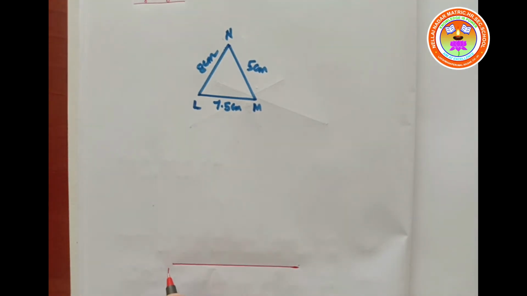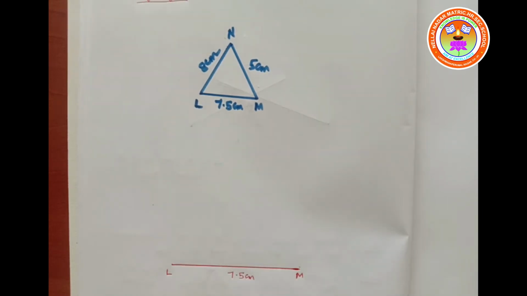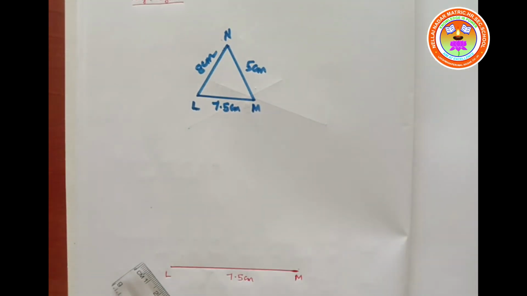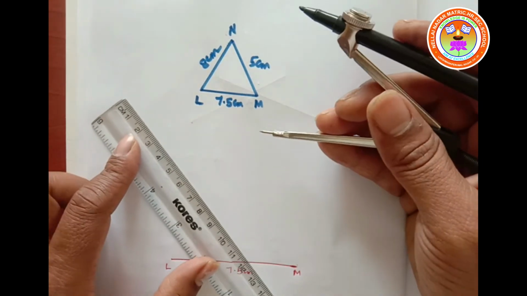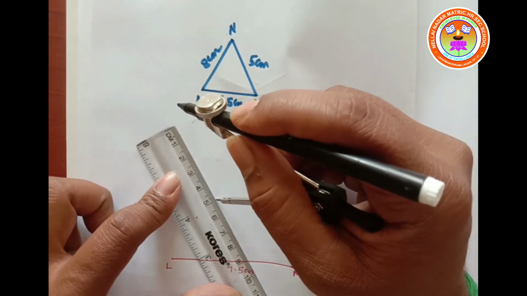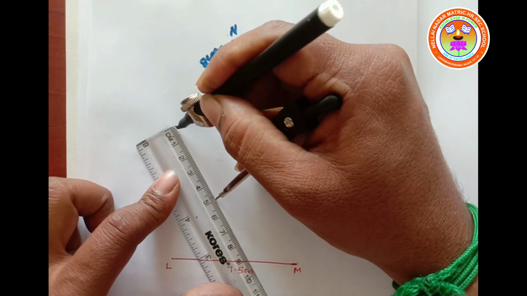L to M is 7.5 centimeter. MN value is 5 centimeter. With the help of scale, measure MN is 5 centimeter. So M to N, take exact 5 centimeter. It's clear, children? 5 centimeter.